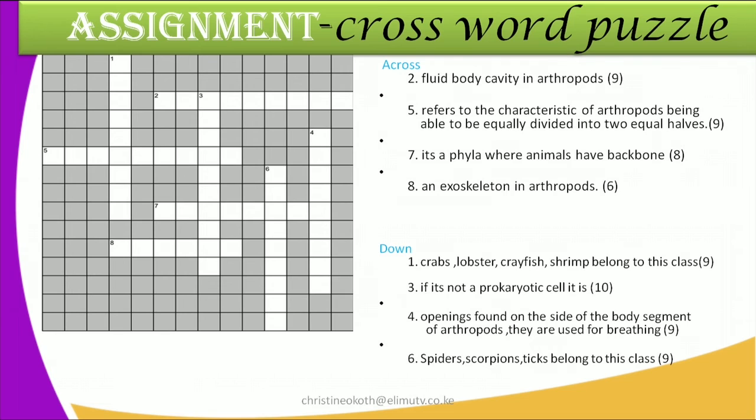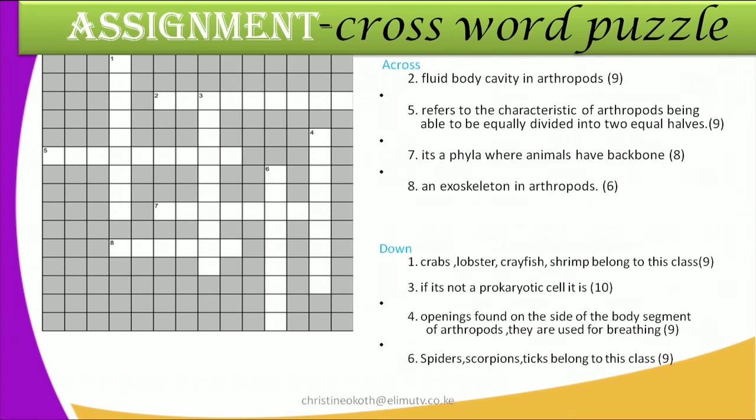Across, the first question: you are expected to find the name of the fluid body cavity that is found in the arthropods. It's a 9-letter word. Then 5 across: get the name that refers to the characteristic of the arthropods of being able to be equally divided into 2 equal halves. That is a 9-letter word.